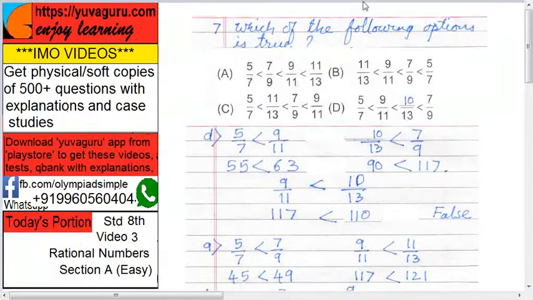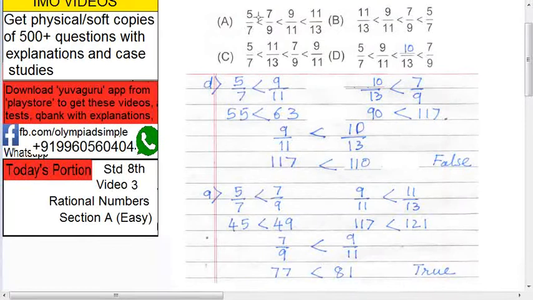Now A, 5 by 7 and 7 by 9. So 45 less than 49. Similarly here 9 by 11, 11 by 13. So 117 less than 121. That is also true. First two, last two, now middle two. 7 by 9, 9 by 11. So 77 less than 81. That is also true. So that's why A is true.